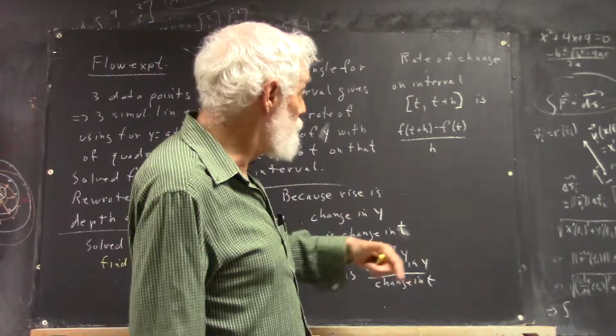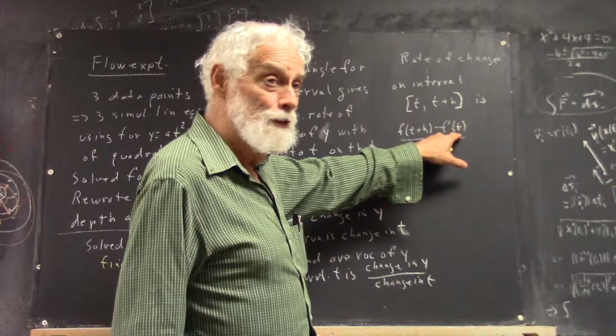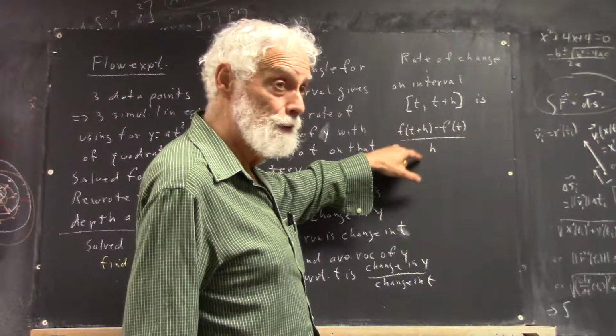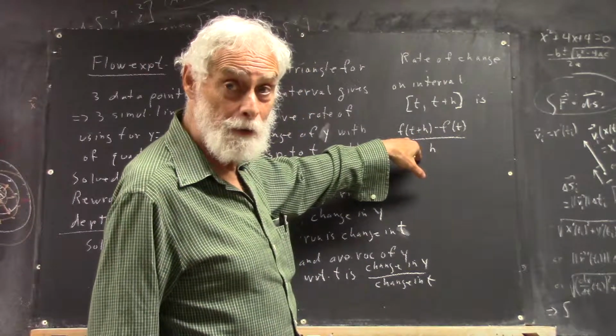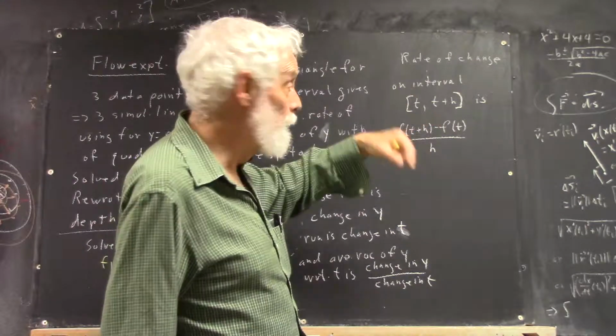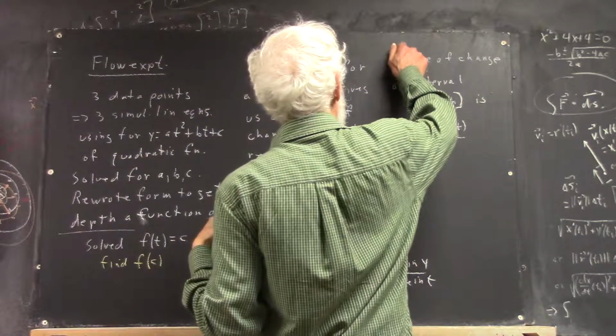And how much does t change? Well, t plus h changes by h. If you start at t and change by h, you get t plus h. So here's your change in t, right? That's your change in y divided by your change in t. That's your average rate of change. And I should have said average rate of change.